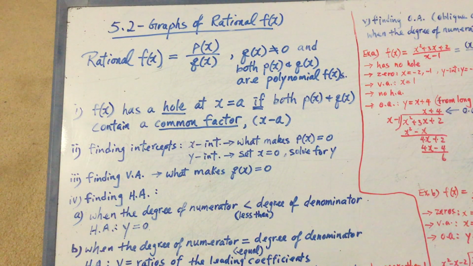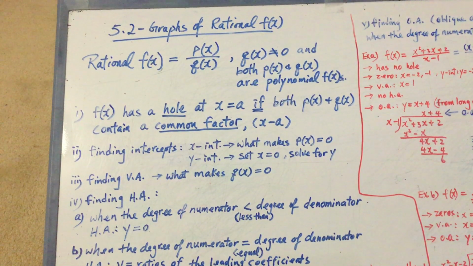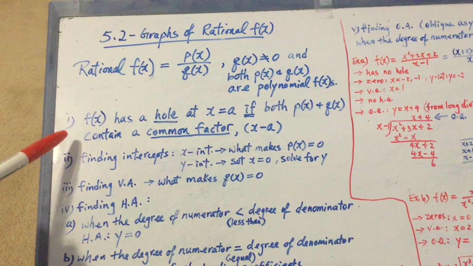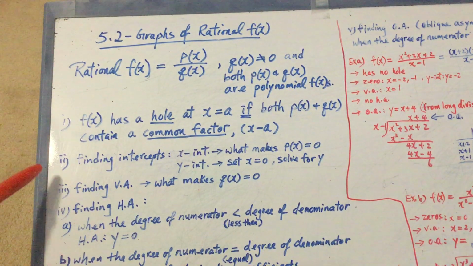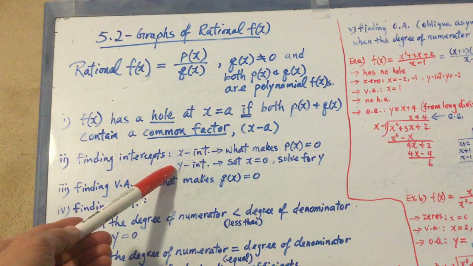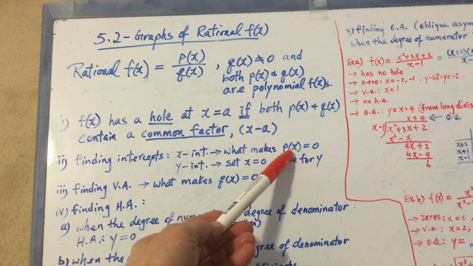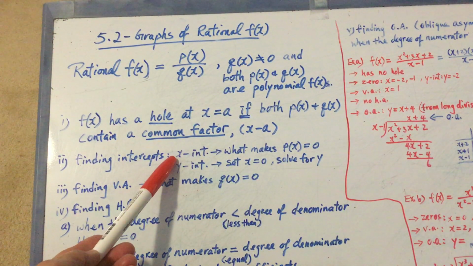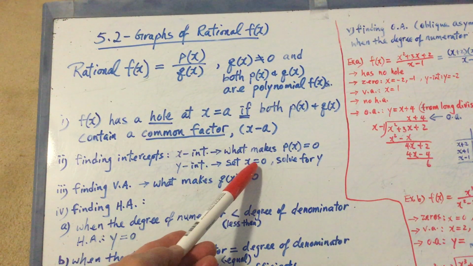Just a quick recap. For the graphs of irrational functions, there are a couple of things that we always have to make sure we check when we get questions. Some of the things such as trying to see if there are common factors. The second thing is finding all the intercepts, including the x and y intercepts. So what makes the numerator, the P of x, turn into 0? They are your x-intercepts. For the y-intercept, you just set x equal to 0 and solve for y.